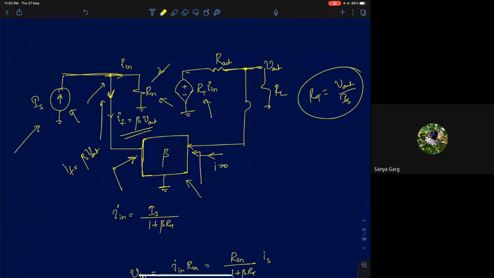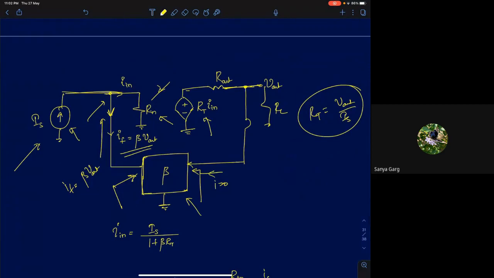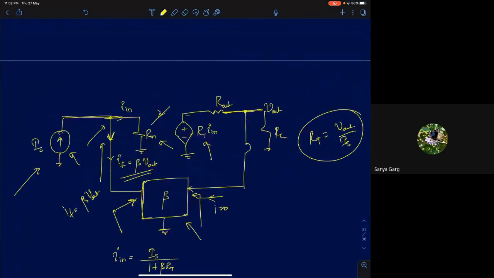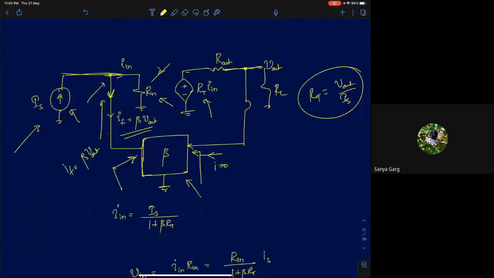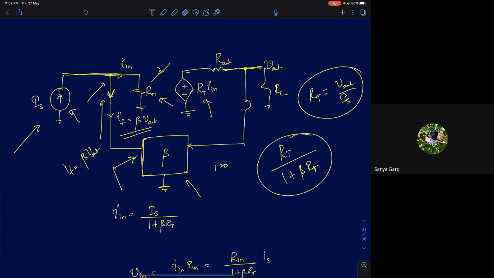Then we say that this feedback network is not loading the forward amplifier. If this condition is met, then we can reduce this to a standard block diagram model, and from that we can directly show the forward transfer gain becomes RT by 1 plus beta RT. RT upon 1 plus beta RT. So that's your forward transfer gain.